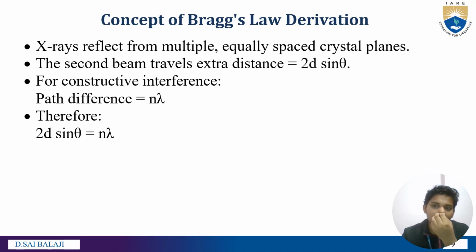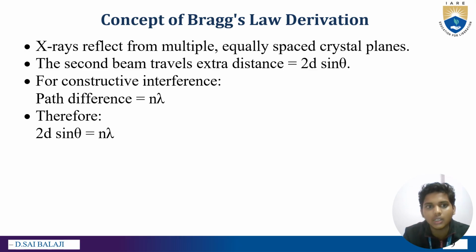Concepts of Bragg's law derivation. What is the main theme, the main concept of this Bragg's law equation? How do we use this in our daily life? We can know here that X-rays reflect from multiple equally spaced crystal planes. There may be one, it may be two, it may be more than two. To calculate the distance, the X-ray may be passing through any one of the crystal planes. It is unpredictable.